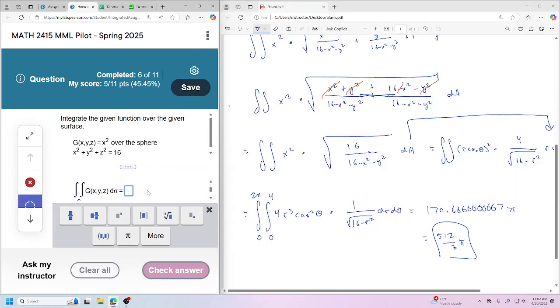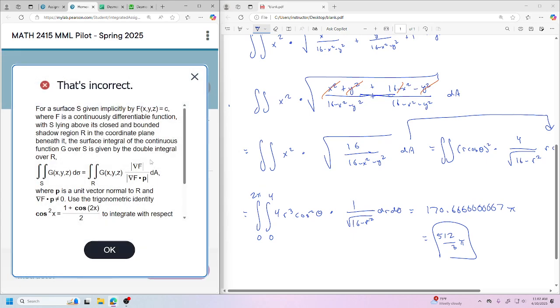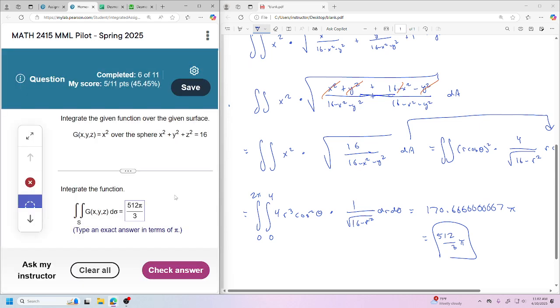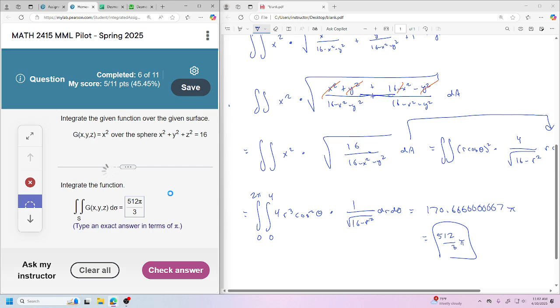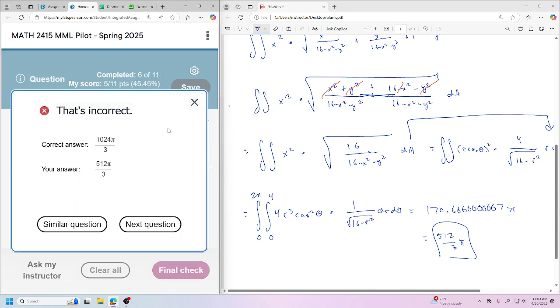Okay. So 512 pi divided by 3, and no! No, I don't trust that. It's fine. Maybe it could be even something right here from the 0 to 4 stuff. But let's just see. I want to see what they got. Okay, look at what they got. I got it. I know what's wrong.